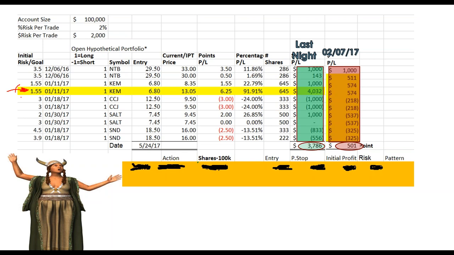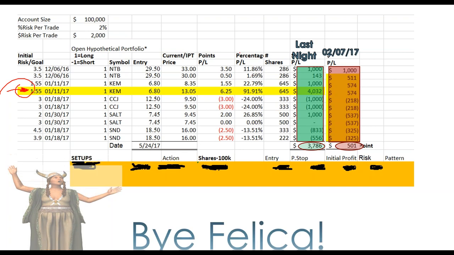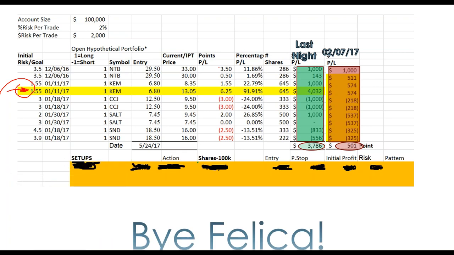Unfortunately, we just have one winner left. Everything else has stopped out. But you know what? Maybe that'll be enough. And maybe that's a lesson in and of itself. As Sakota says, as you saw in the prior slide, one big winner pays for them all. And so far, that's the lesson in this. So we get to say bye, Felicia, for one more week.